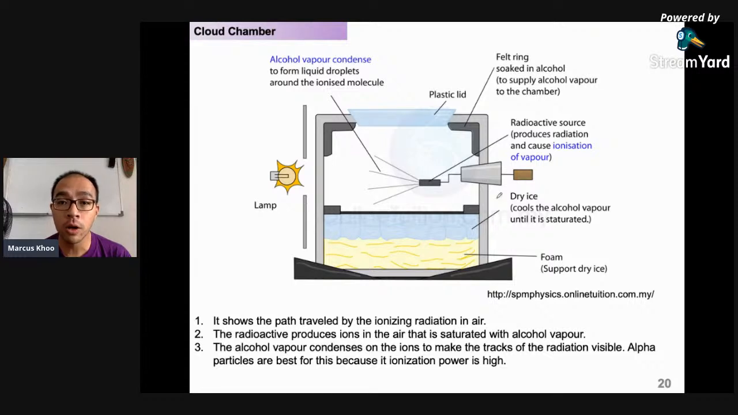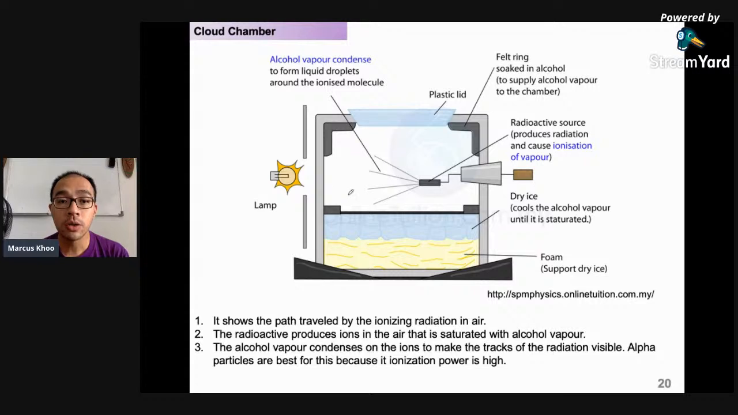is also in alcohol, and we know that alcohol evaporates quickly. So you will find that after a while, when you close everything, and since there's dry ice over here, the point of the dry ice is to cool the alcohol vapor.